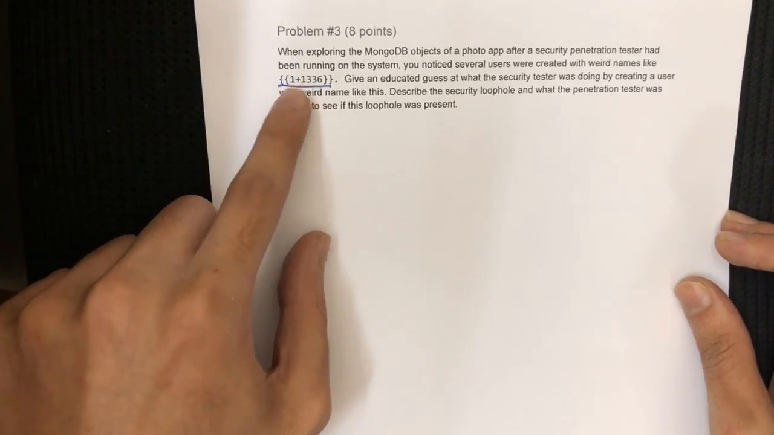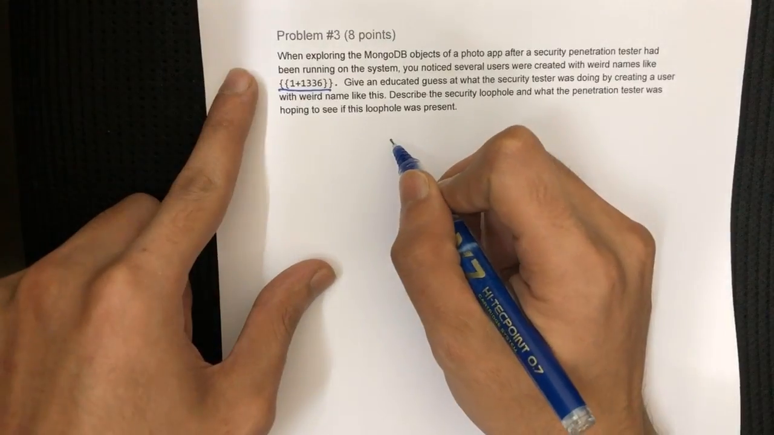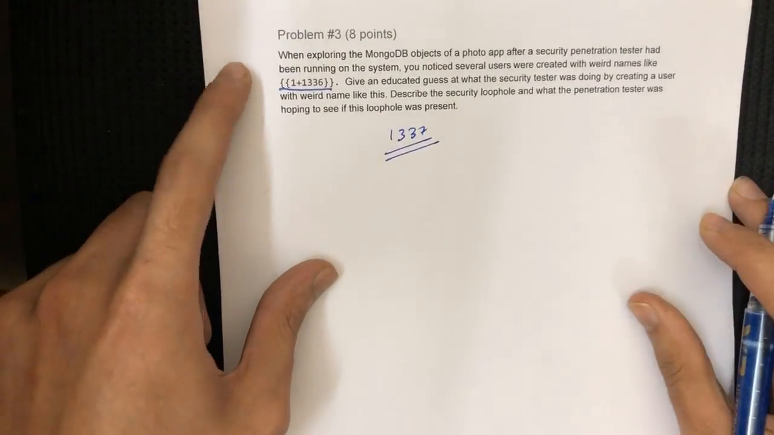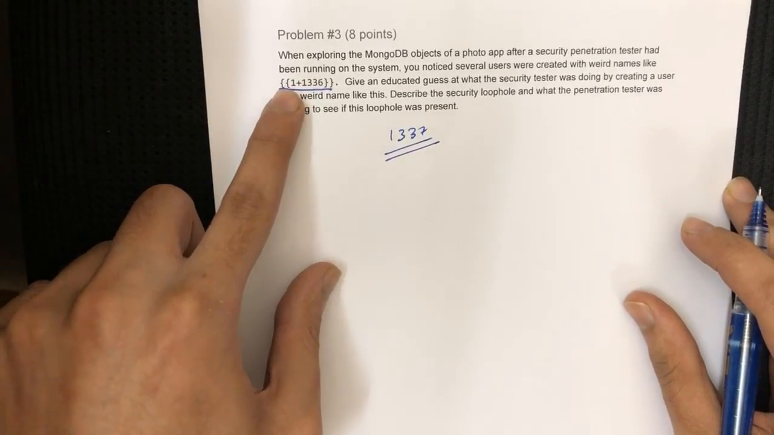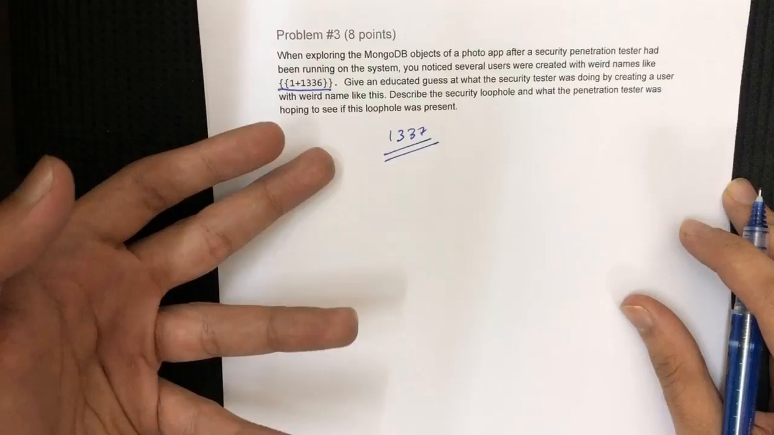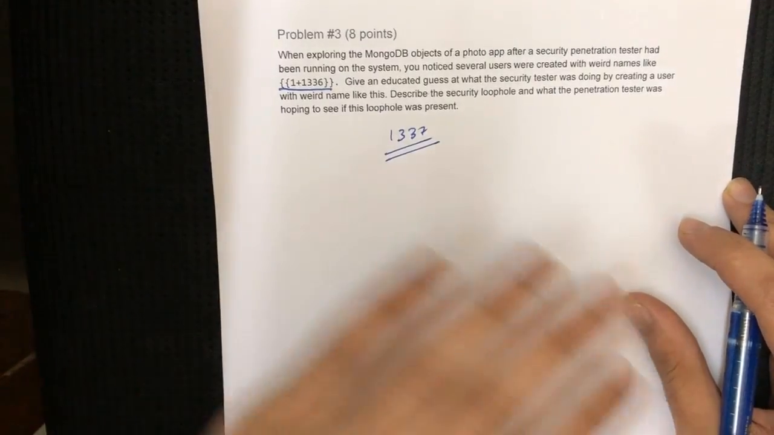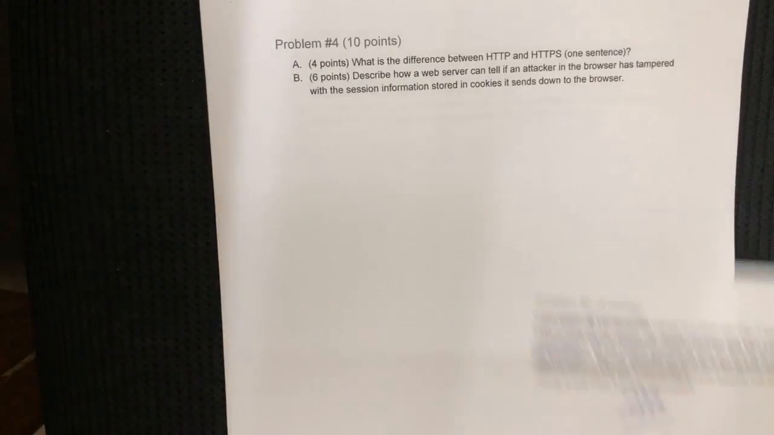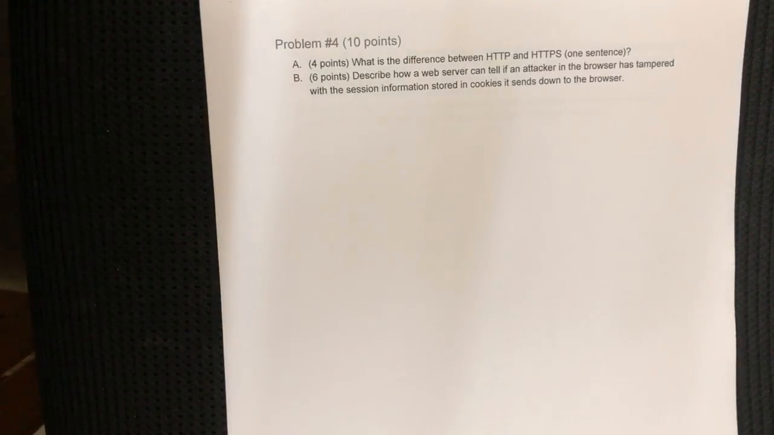So instead of this, what actually is stored in the database can be 1337, and if this is stored in the database instead of this weird looking thing, that means that he's found a way to run JavaScript on your website, and because of that he can just run more malicious scripts over there. All right, that's the third question. Let's move on to the next one.